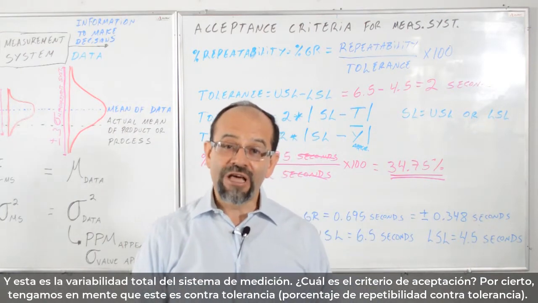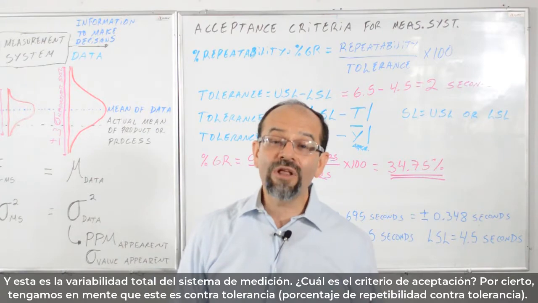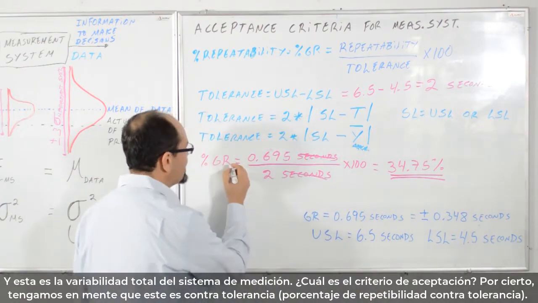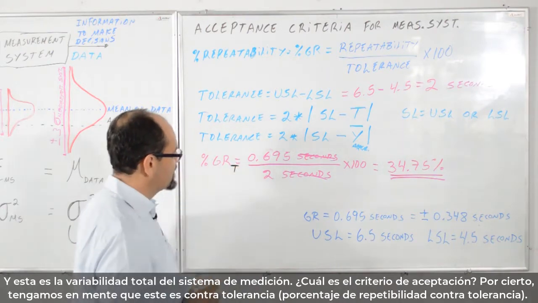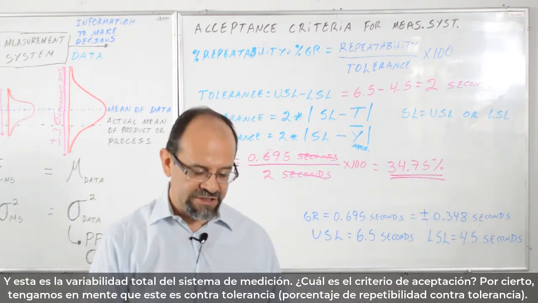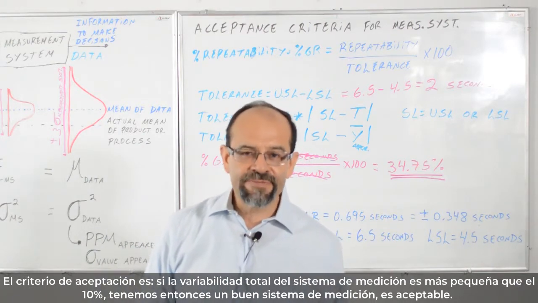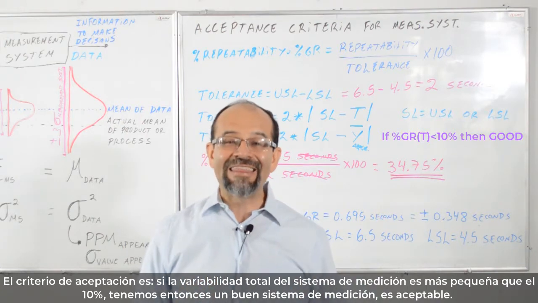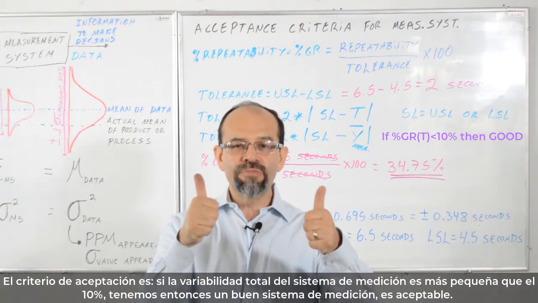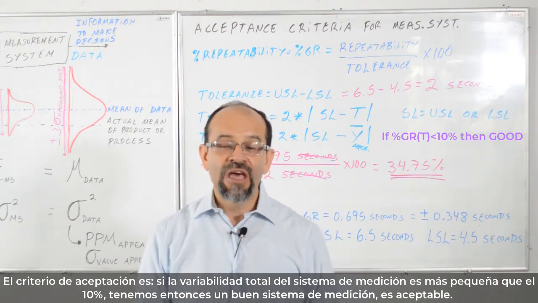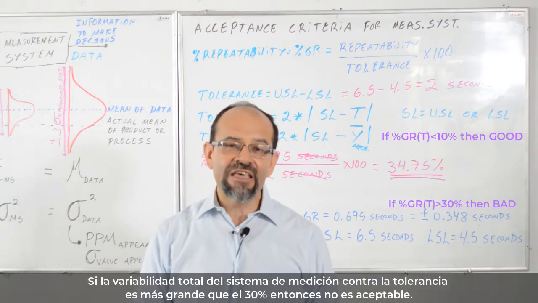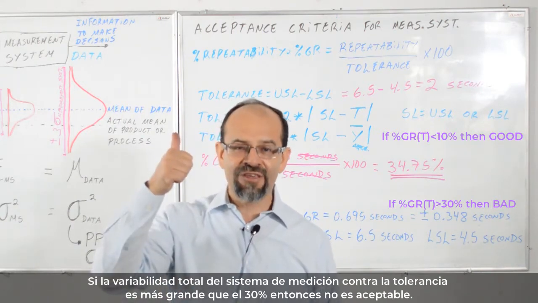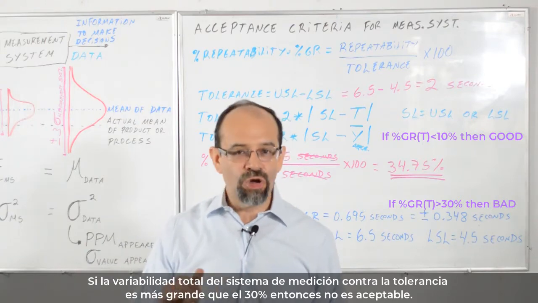And well, that is the total variability of the measurement system. What is the acceptance criteria? By the way, keep in mind that this is against tolerance, percentage of repeatability against tolerance. The acceptance criteria is, if the total variability of the measurement system is smaller than 10%, we have a good measurement system. It is acceptable. If the total variability of the measurement system against tolerance is greater than 30%, then it is not acceptable.